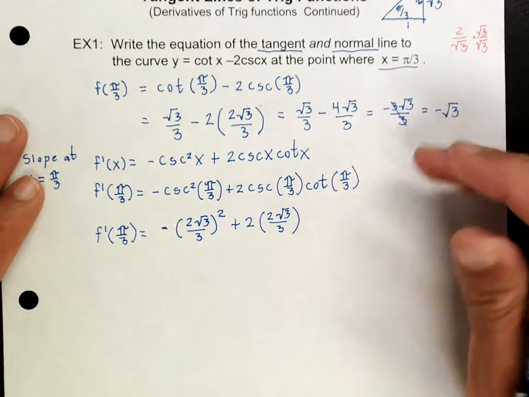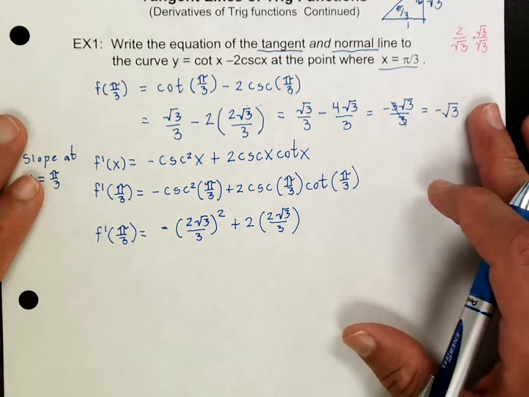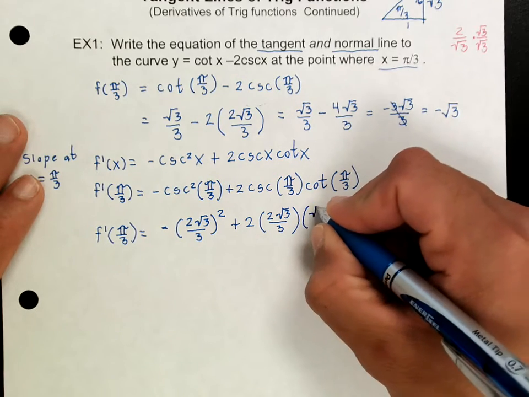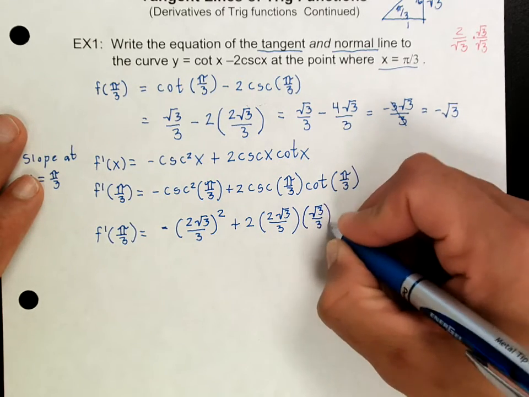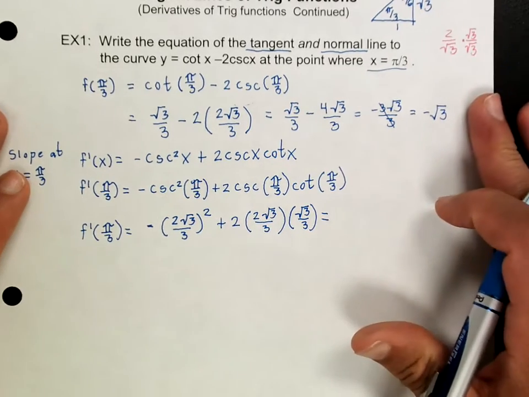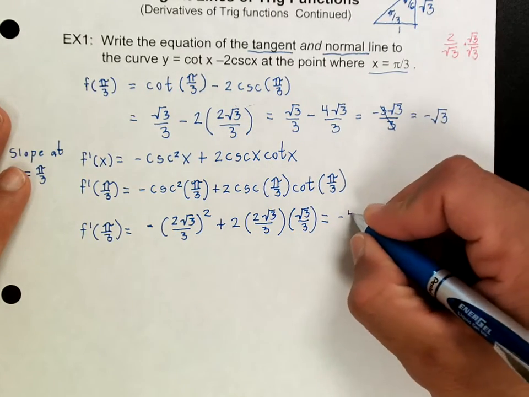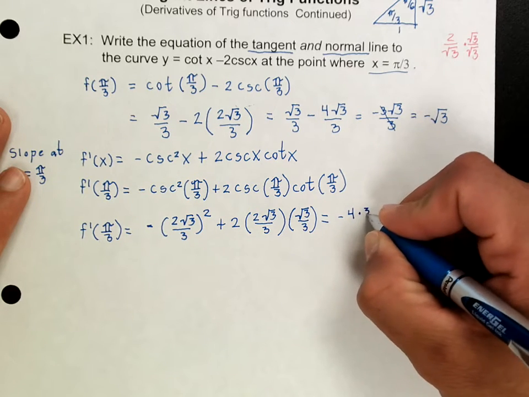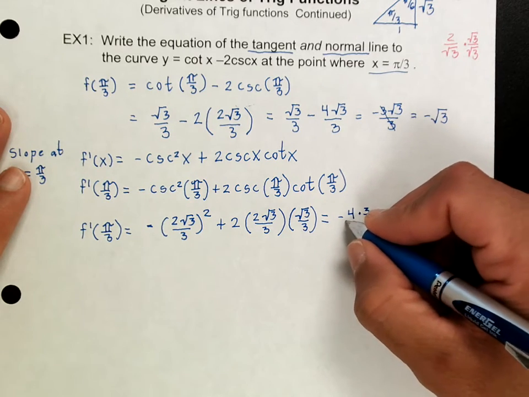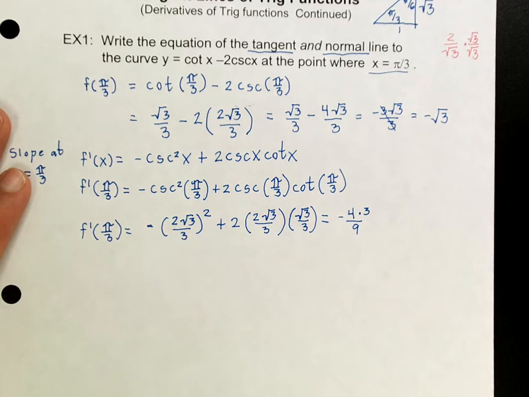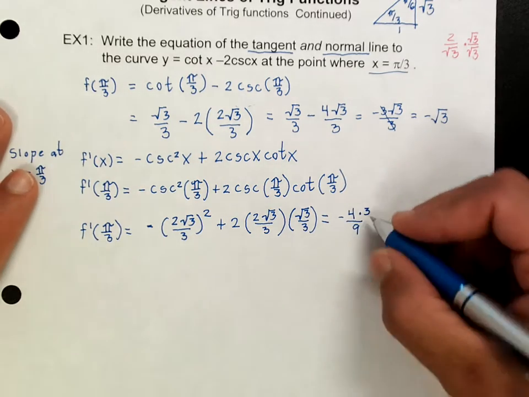So plus 2 of the same thing, you have 2 square roots of 3 over 3. And the cotangent, which is what I have over here, is square root of 3 over 3. As I simplify all of this, notice that would give me a negative 4 times 3 over 9. Remember, I'm squaring all of these. I square that, and that. Now I can obviously simplify this in a little while.